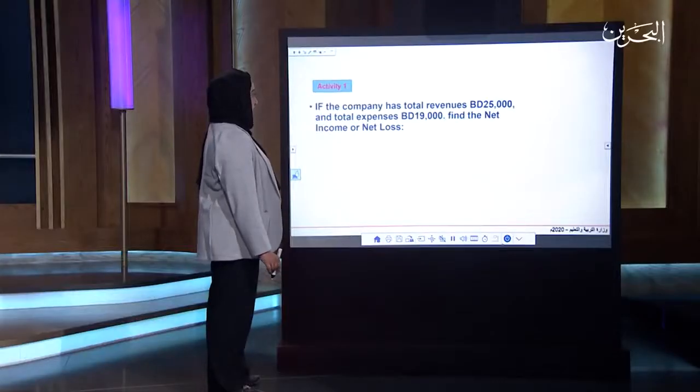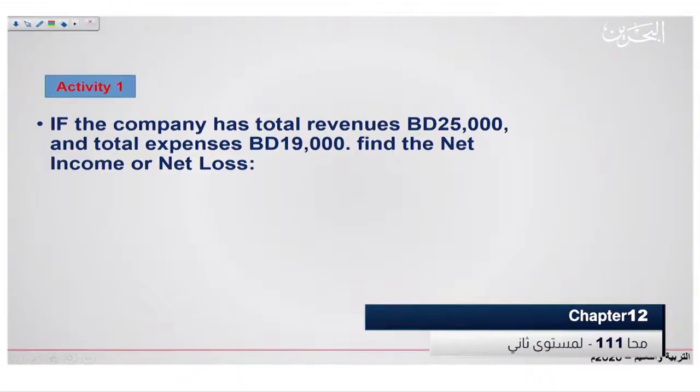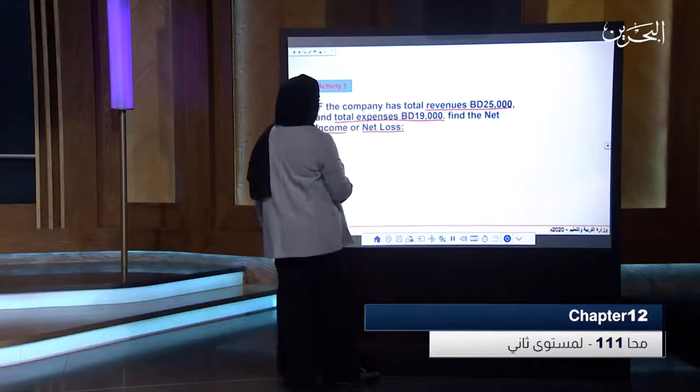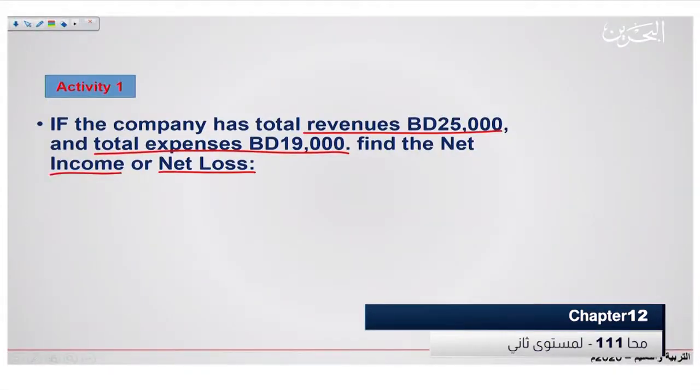Let's take an activity. First, use your calculator and write down the figures in your paper. If the company has total revenues of 20,000 BD and total expenses of 19,000 BD, now I want you to find whether it is a net income or net loss and find me the amount of the net income or the net loss. First of all, you have to determine whether it is a net income or net loss.